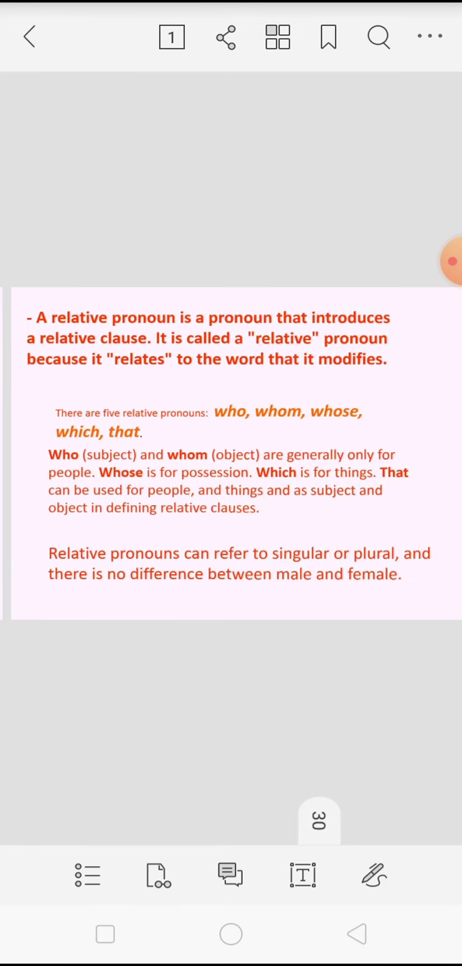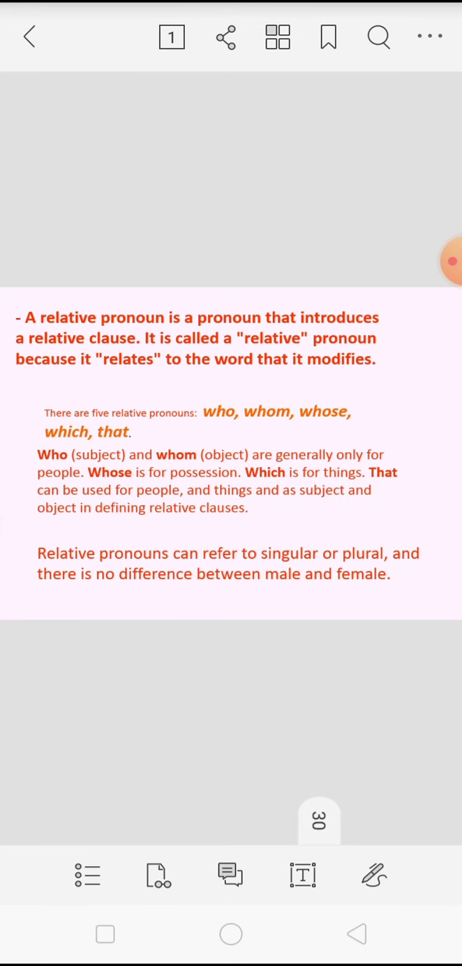Next is our relative pronoun. A relative pronoun is a pronoun that introduces a relative clause. It is called a relative pronoun because it relates to the word that it modifies. There are 5 relative pronouns: who, whom, whose, which, and that. Who is a subject and whom is an object, generally only for people. Whose is for possession, which is for things.